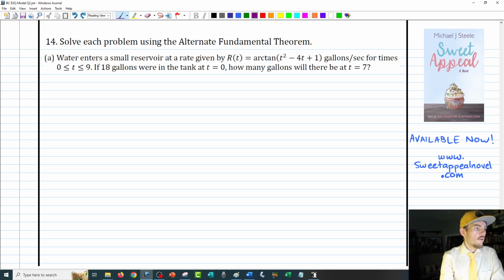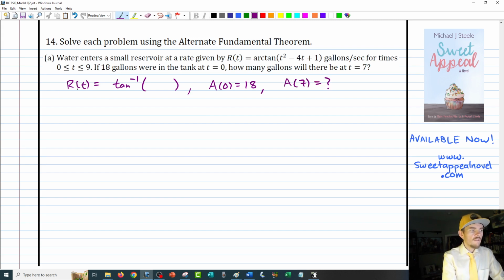So in a sense, what we've got here are a couple different pieces. We have R of T, which is equal to this tangent inverse thing. I'm just going to write it like that for simplicity. Then we have an amount. We have that A of 0 is equal to 18 gallons, and A of 7 is what we're trying to find. Now, in this case, it's a little harder to tell because we have R there and A here. I've given that name A to be the amount of water in the tank at a given time. But what I'll point out is that R of T is really the rate of change of that amount. So effectively, we have A prime equals this inverse tangent function, and then we have a function value. We're trying to find another function value. That is your recipe for the alternate FTC.